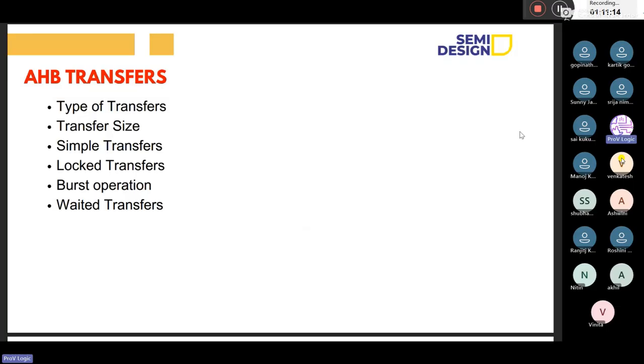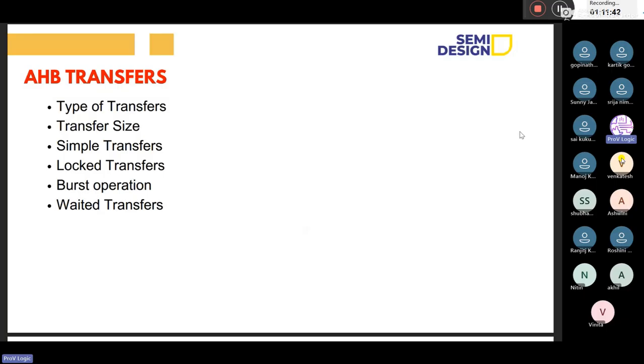Coming to the AHB transfers, what are the different transfers available for AHB? Okay, first of all, transfer size. What is meant by transfer size? It totally depends on how much data and how many address bits you are considering. 32-bit means one transfer size has one value. 64-bit means the transfer size will be a different value, like that.